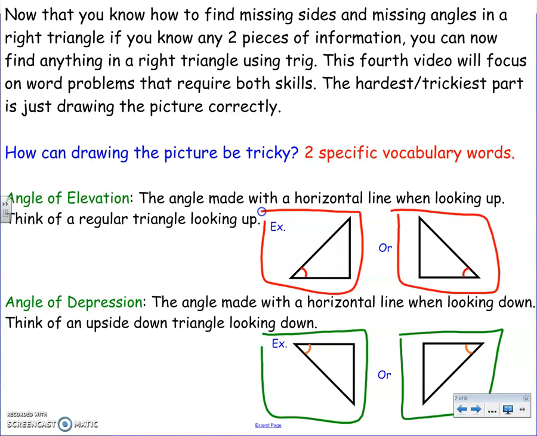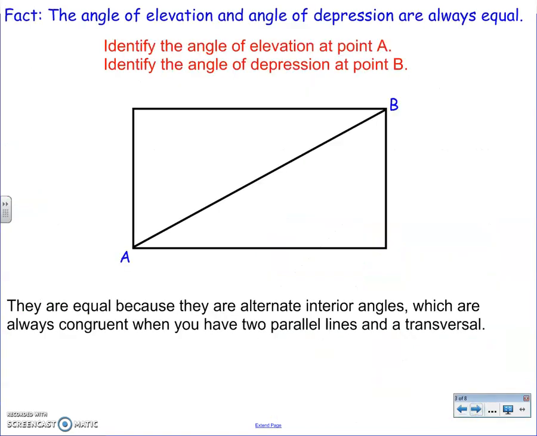It's very important that you know they're touching the horizontal line, and I'll show you in the next slide why. Fact, the angle of elevation and depression are actually the same. They're equal. So in this picture, this rectangle has two triangles, two similar triangles. Identify the angle of elevation at point A and identify the angle of depression at point B.